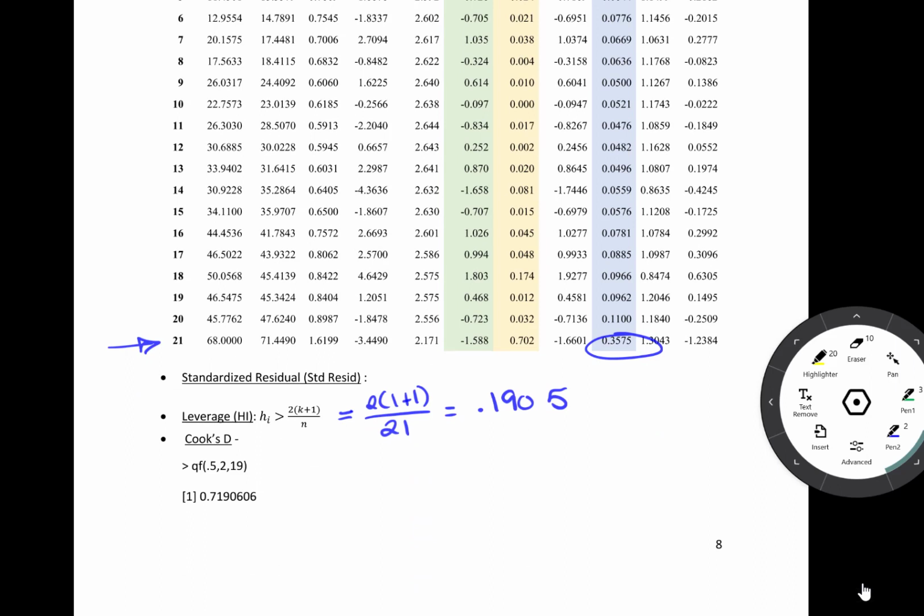Now, let's see if it's influential looking at Cook's D. So we found Cook's D, our cutoff point, just like we did in the previous example. So we are going to be comparing to that 0.719. And notice that by Cook's D, this one is not considered influential. Now the Cook's D is pretty close, but it doesn't meet that cutoff.